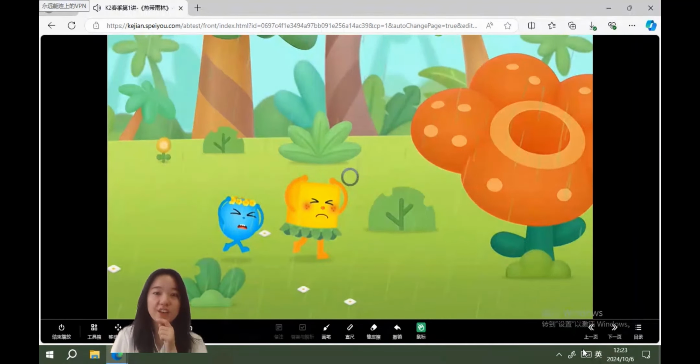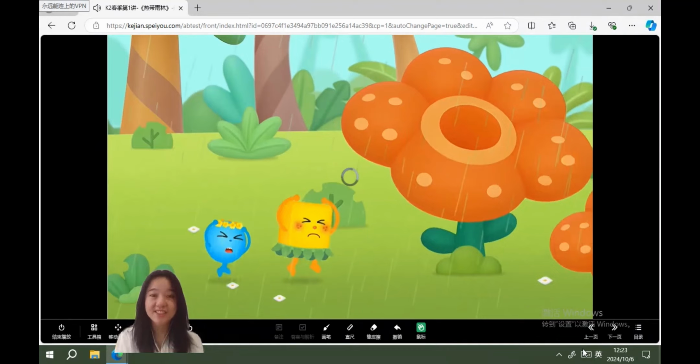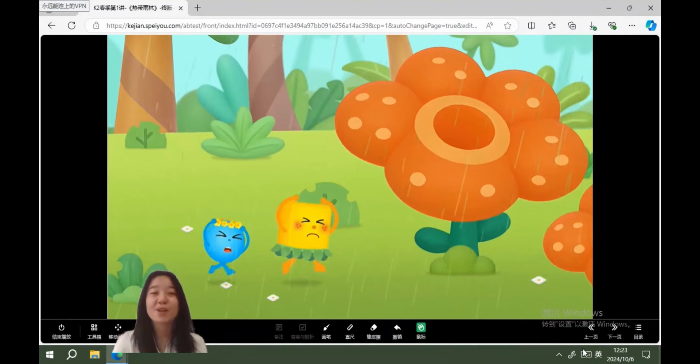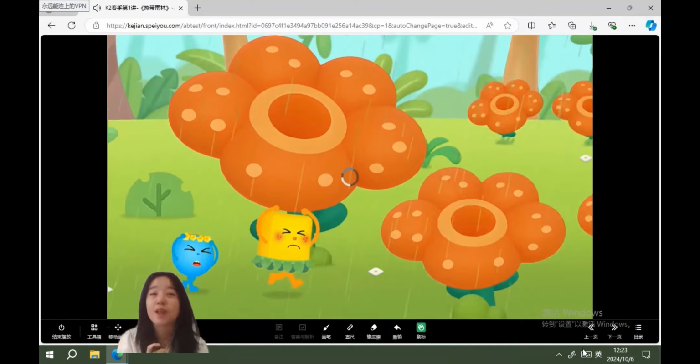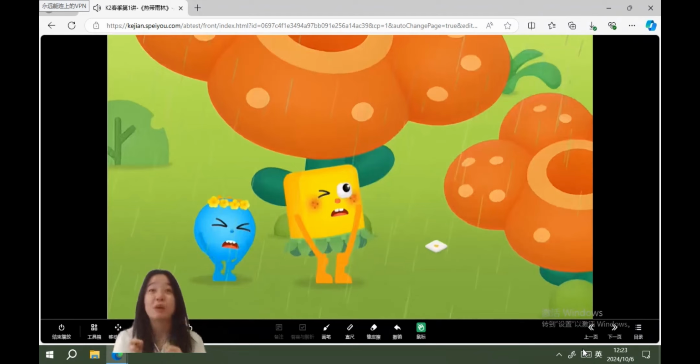Wow! Here comes a really big flower. Have you ever seen this kind of flower? Yeah, actually, it is just Rafflesia. Rafflesia is a really famous flower in Malaysia and around the world because it is the biggest flower in the world.